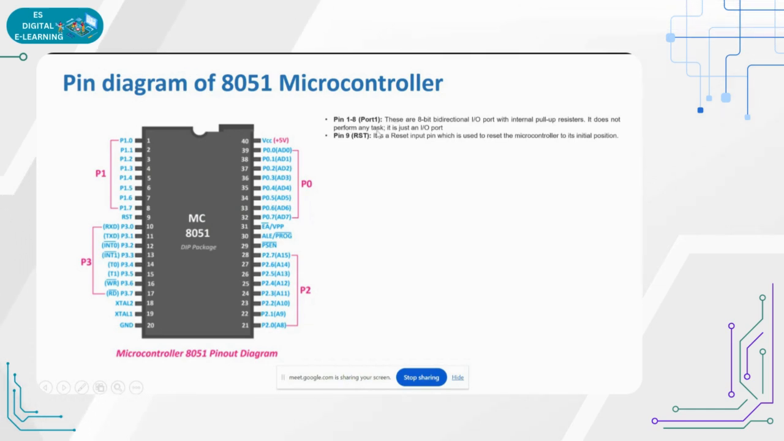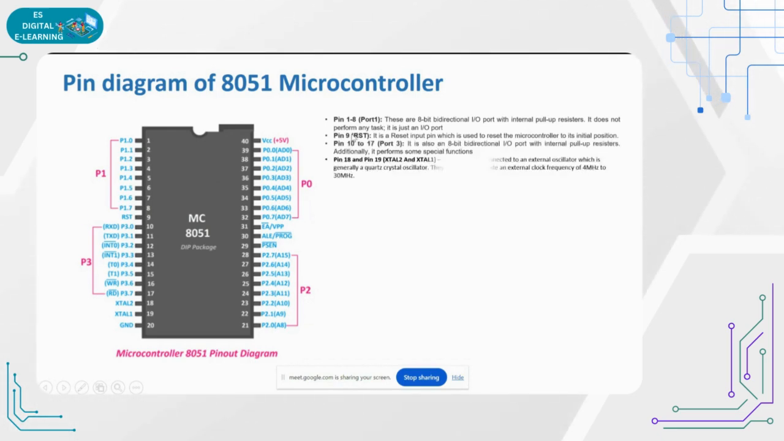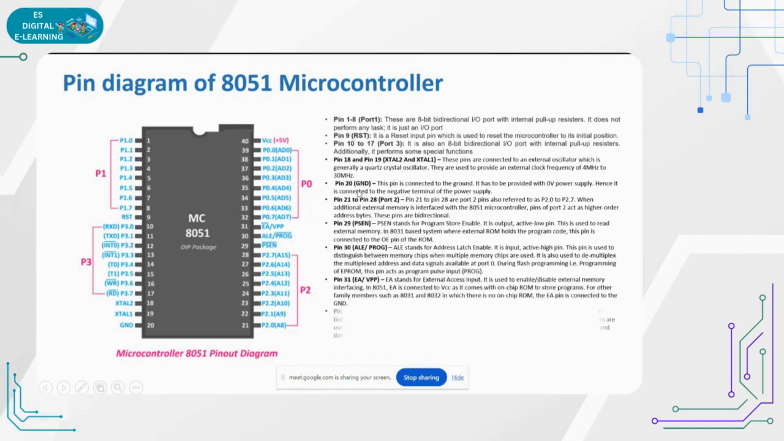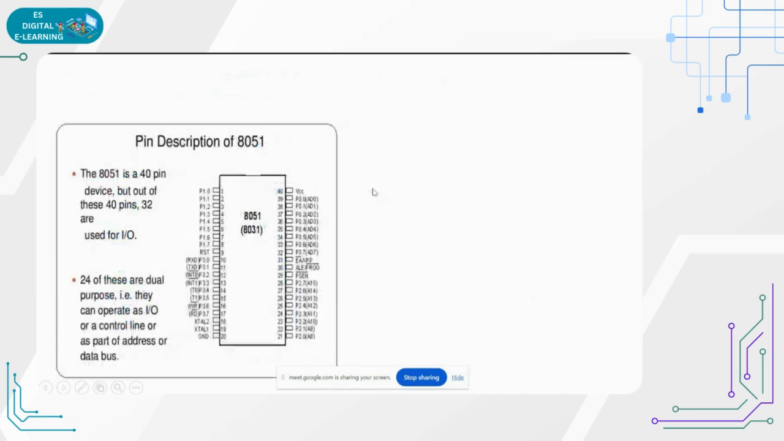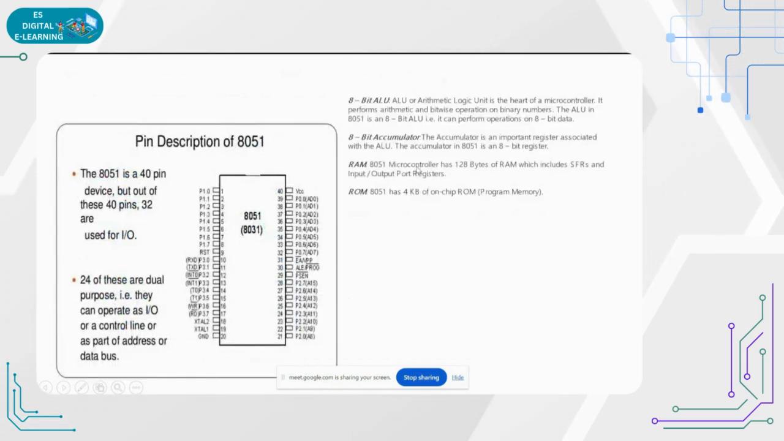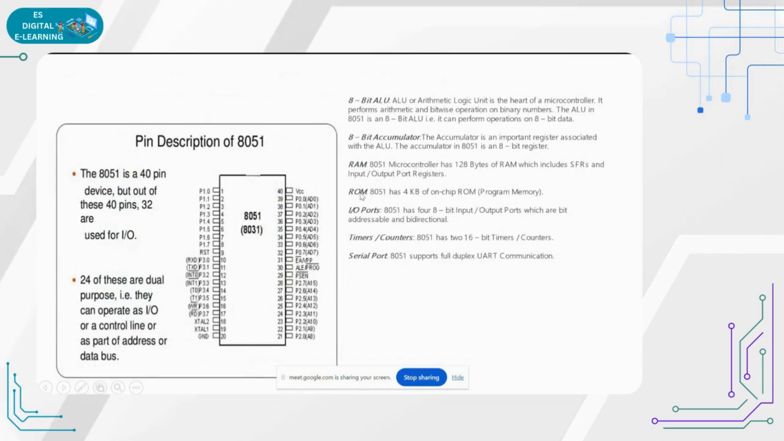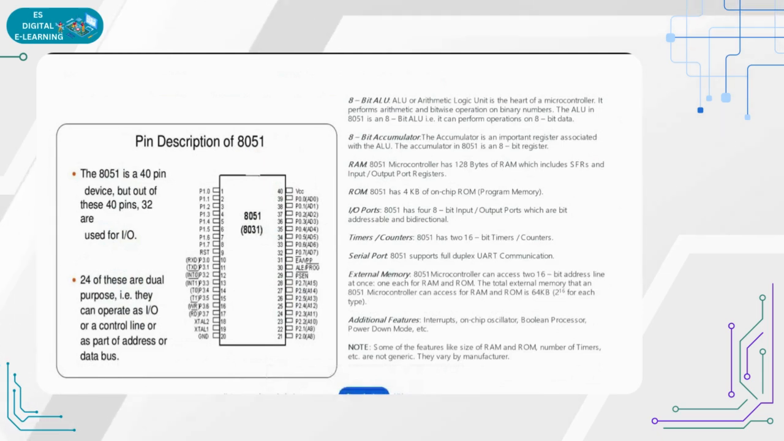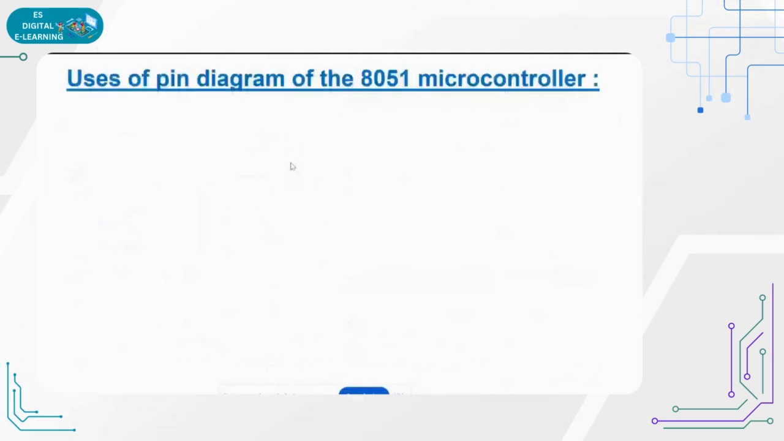Port one will decide that some are bidirectional and some have unidirectional ports. You have the details about the pins, and you can go through the pin configuration. Next is the same: ROM and RAM, IO, timers, counters will be there. Just for your information, you can refer to this pin diagram.